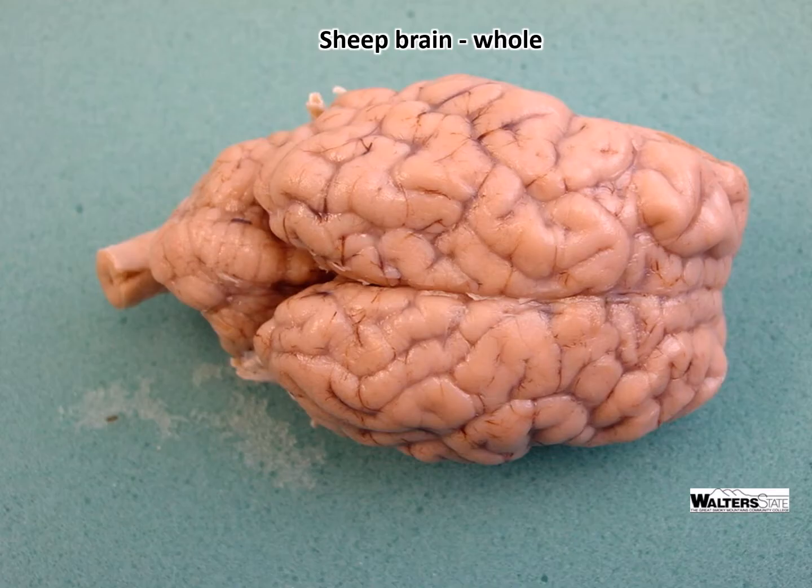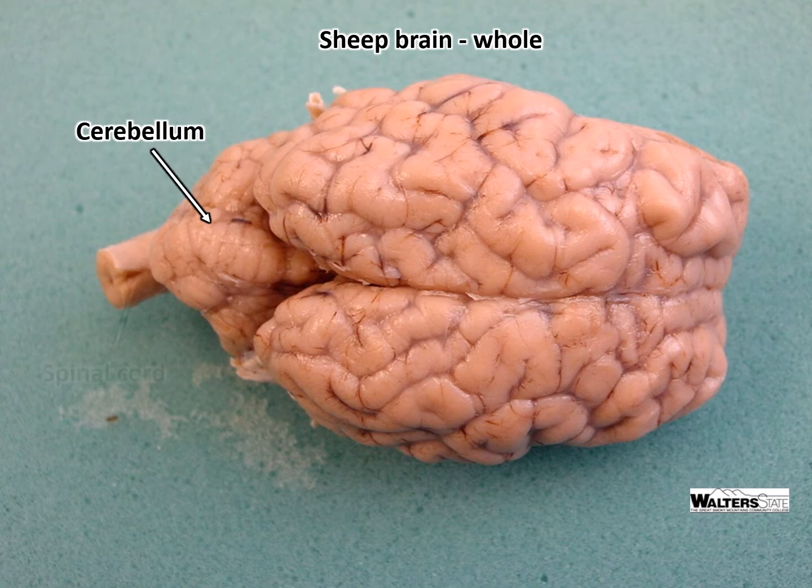Okay, the next thing we're going to take a look at is a lot of different structures on the sheep brain. So we're kind of following your handout from top to bottom. So this is a look at the whole sheep brain. So we're going to take a look at structures on this one.